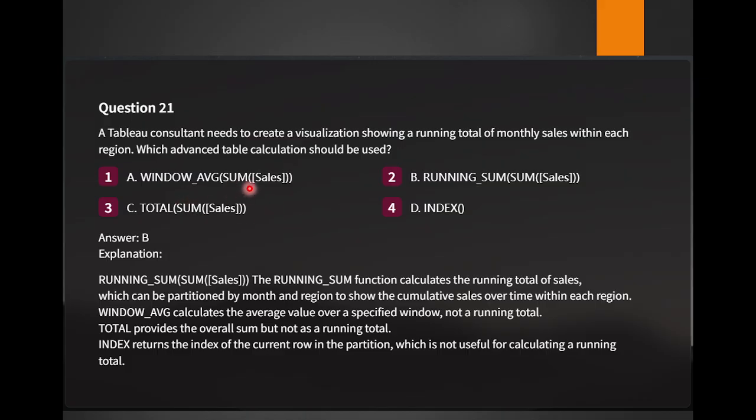Window average sum of sales will calculate for the specific window, not a running total. Total sum of sales provides the overall sum but not a running total, and it's mostly used in a table calculation. And index returns the index of the current row in the partition, which is not useful to calculate a running total or sum. So that's why the answer is option B, running sum of sales.